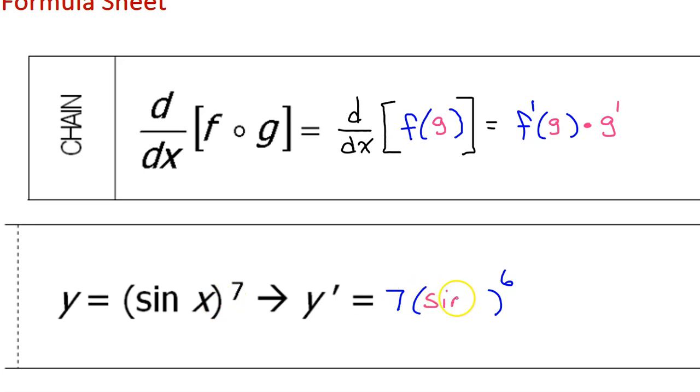In step 1, as you take the derivative of the outer function, you keep the inner function the same, until step 2, when you multiply by the derivative of the inner function. The derivative of sine x is cosine x. So that's the answer to this example.